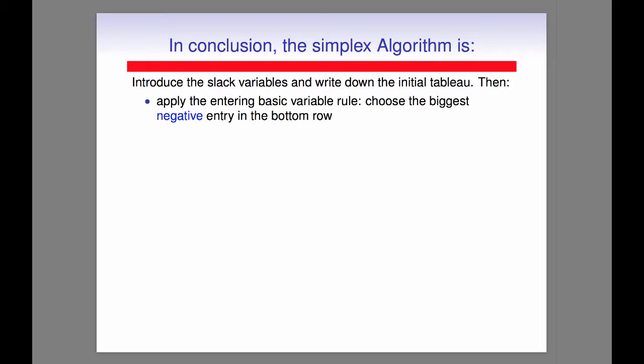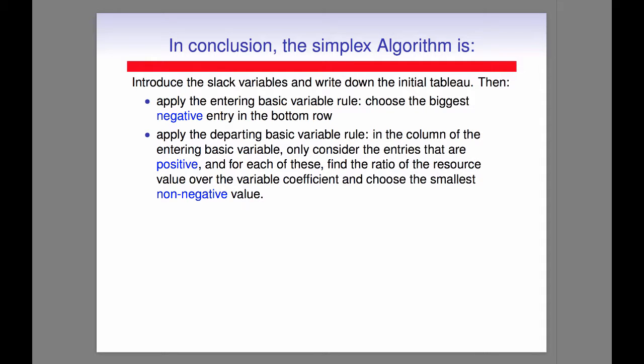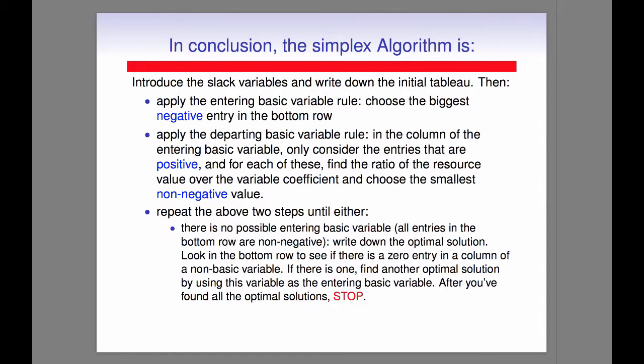So in summary, here's the Simplex algorithm written out in all its details. You do it repetitively. At each step, you look for the biggest negative entry in the bottom row. Then you compute the ratios. You only look at the entries that are positive, and you choose the smallest non-negative value. You repeat until you can't go on any further, which could happen because you can't apply the entering basic variable rule, or you can't apply the departing basic variable rule.